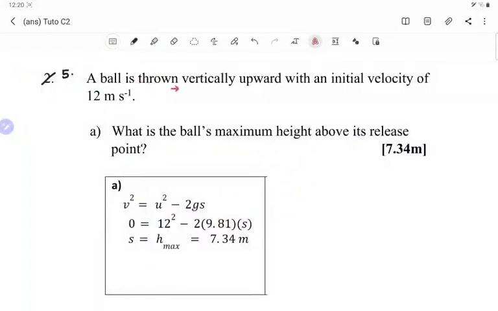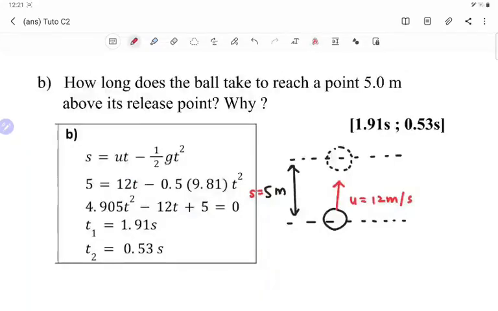Okay, number 5, a ball is thrown vertically upward with initial velocity. Okay, situasi dia sama, going up, so the initial velocity is positive. What is the maximum height for the ball? Okay, so maximum height V equals 0, and then U is positive. Then you can find the highest point. B, how long does the ball take to reach a point 5 meter above its release point? Berapa masa yang diambil for the ball to reach 5 meter from the release point, mana itu adalah reference line. Okay, so S is going upwards, so S kita adalah positive, U positive 12, and then we have G because of gravitation.